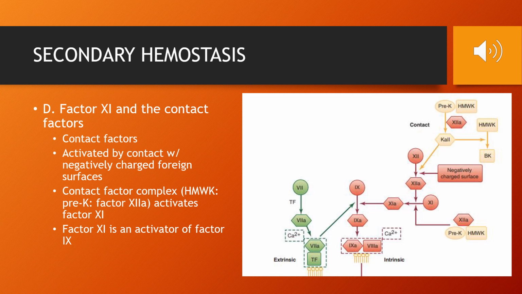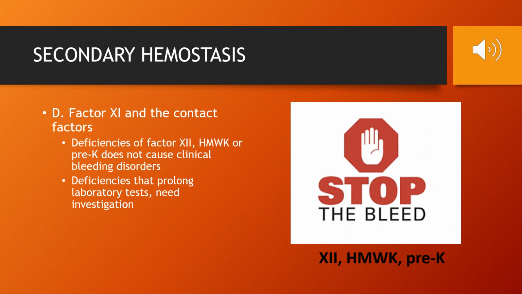So factor 12 and pre-K, these are zymogens that are just activated to become serine proteases, while high molecular weight kininogen is a non-enzymatic cofactor. So now, the contact factor complex, which consists of high molecular weight kininogen, the pre-K, and factor 12, then activates factor 11. So factor 11A is an activator of factor 9. So in cases of deficiencies of factor 12, high molecular weight kininogen, or pre-K, this does not cause clinical bleeding disorders. However, these deficiencies would prolong laboratory tests and would necessitate investigations.